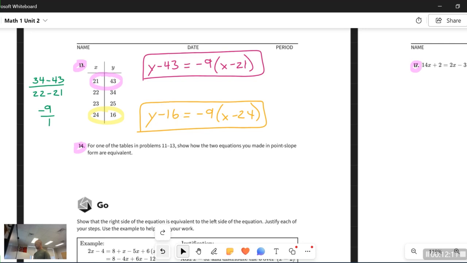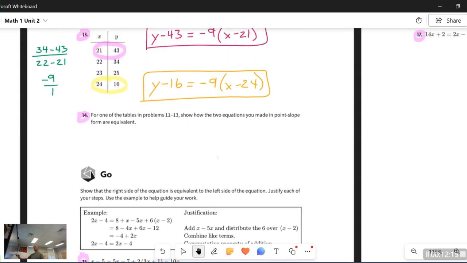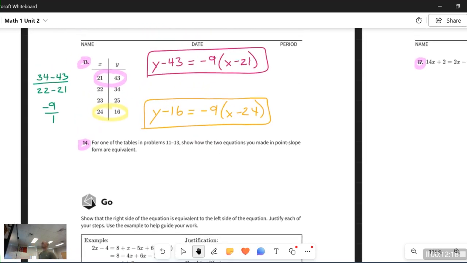Apologies. Cool. All right. So moving on down to problem 14. For one of the tables in problems 11 to 13, show how the 2 equations you made in point slope form are equivalent. Just for the sake of things, we will do problem 13, just because it's right here. You're going to end up setting them both up again. We'll go pink here. We get y minus 43 is equal to negative 9.